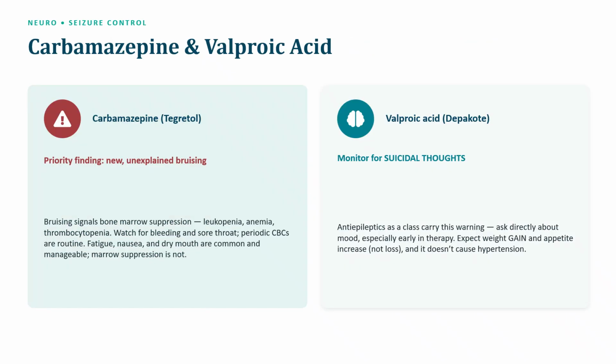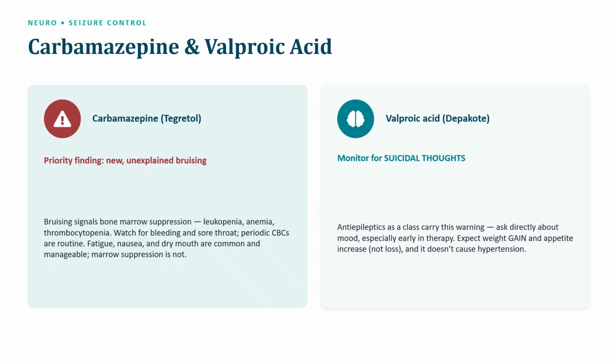Carbamazepine, the brand name is Tegretol, can cause bone marrow suppression, including leukopenia, anemia, and thrombocytopenia. So new unexplained bruising is the finding that takes priority. It suggests declining platelet production. Bruising, bleeding, sore throat, and fever all point to falling blood counts. Fatigue, nausea, and dry mouth are common and manageable. Marrow suppression is not. Patients on carbamazepine receive periodic complete blood cell counts for this reason.